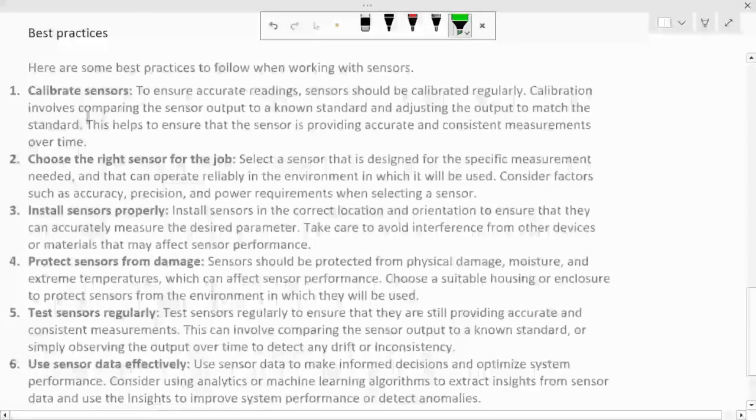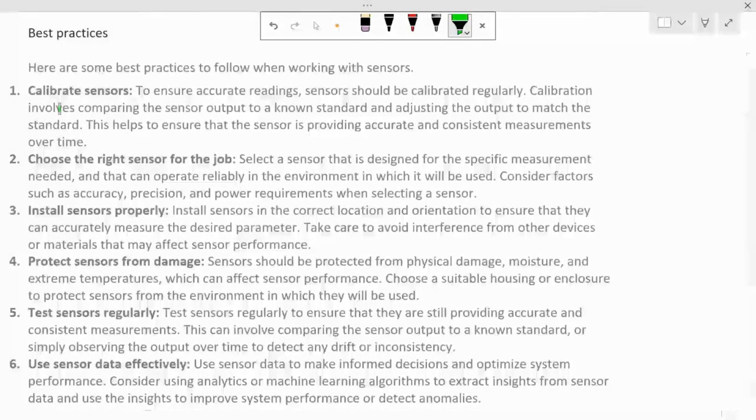So the first thing is calibrate your sensor. Whenever you procure a sensor, it always comes with a default calibration. Though you may not be aware right now, in future in this course we will see how to calibrate your sensor. So we need to calibrate it, adjust its output levels and input levels according to our project requirements.